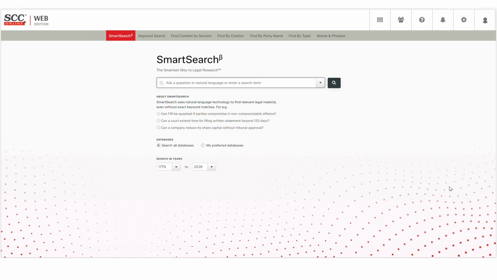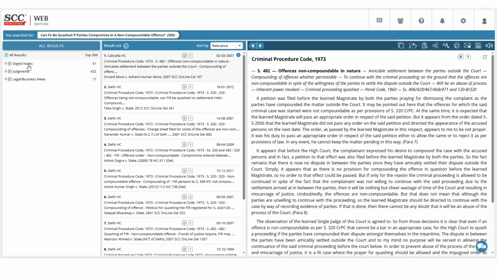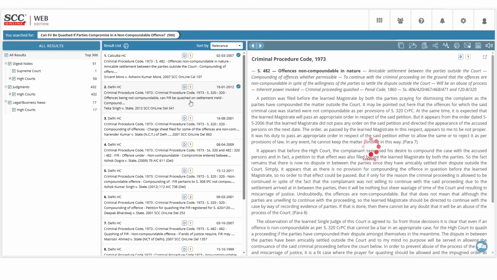It uses natural language technology to find relevant legal material from the SCC Online database even without the exact keyword matches. For example, we will write, can FIR be quashed if parties compromise in a non-compoundable offence in the search bar. As you can see, the results display relevant digest notes, judgments, case briefs, etc.